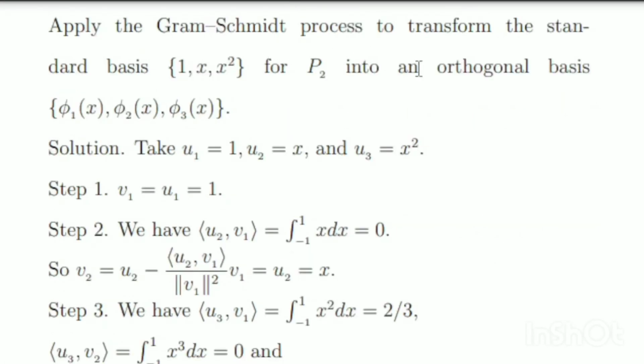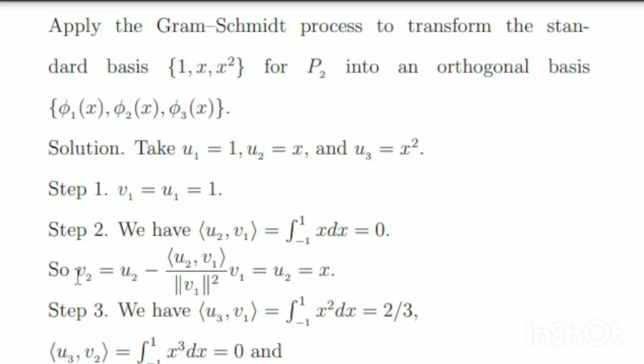Apply the Gram-Schmidt process to transform the standard basis 1, x, x squared for P2 into an orthogonal basis phi1(x), phi2(x), phi3(x). First of all we write the basis elements as u1 = 1, u2 = x and u3 = x squared. Then in step 1, v1 equal to u1 itself. And in step 2, the inner product <u2, v1> equal to the integral from minus 1 to 1 of x dx, that is 0. And so v2 equal to u2.